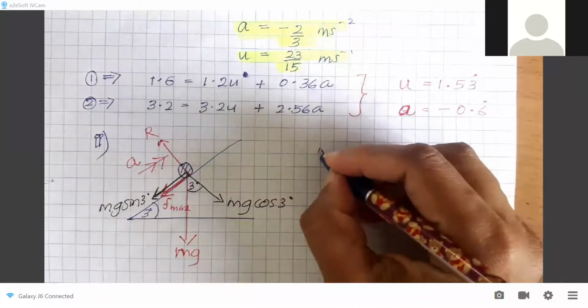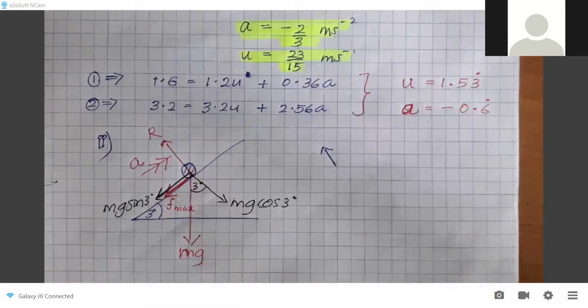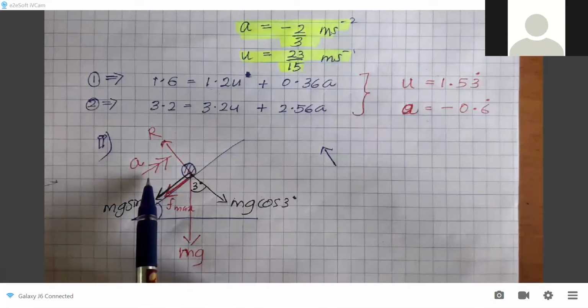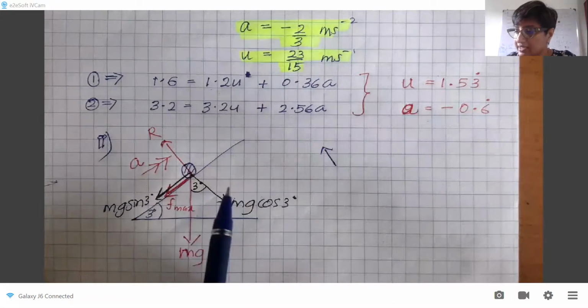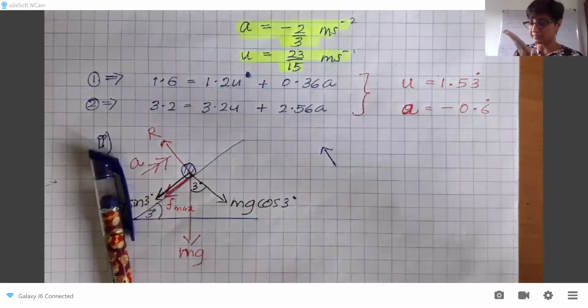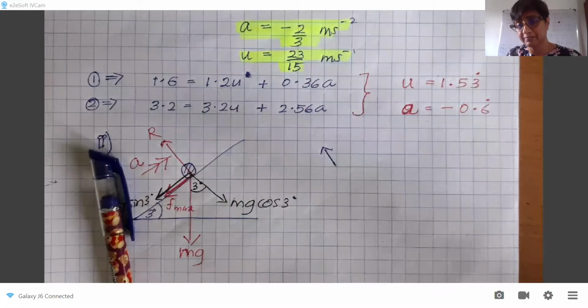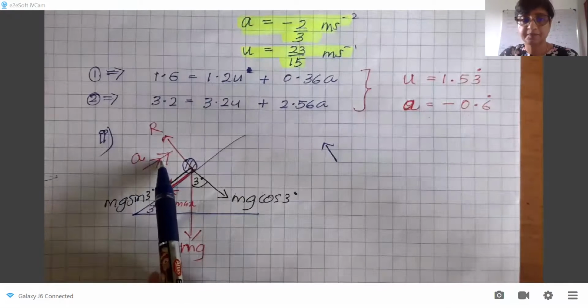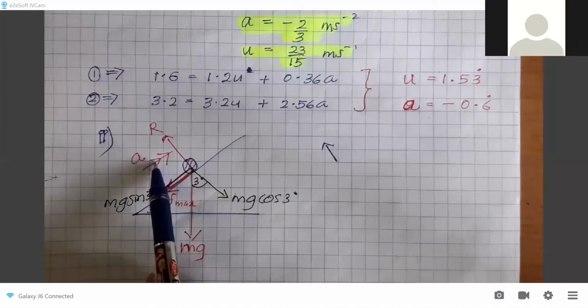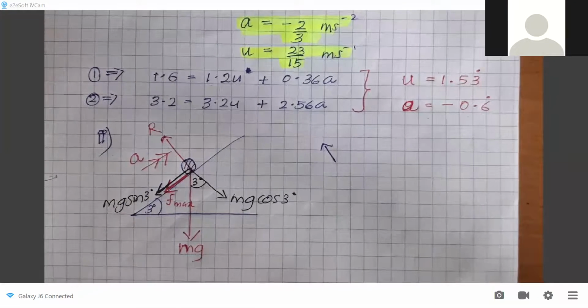Yes, Mihir? Miss, I have a problem. How did you know that the friction is showing downwards? Because they haven't mentioned that there is a force upwards. No, there is no force acting upwards. They projected it up the slope. Projected means you keep something on a slope and you give it a push, and it's now going up. It's moving up, Mihir. If it is going up, there is friction down. Okay. Thank you, Miss.